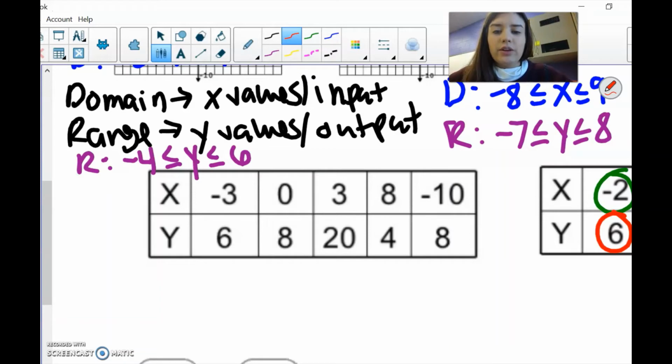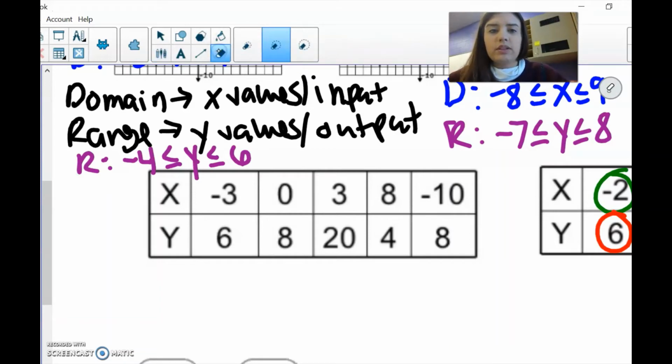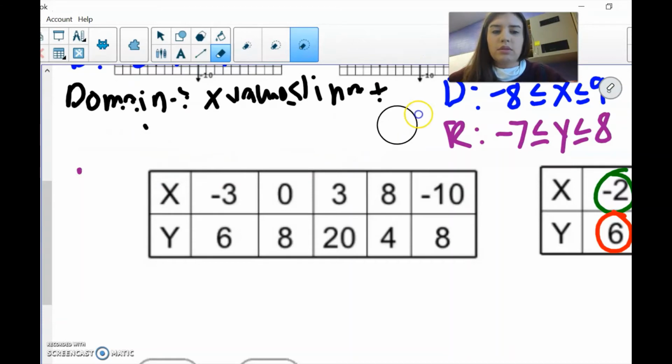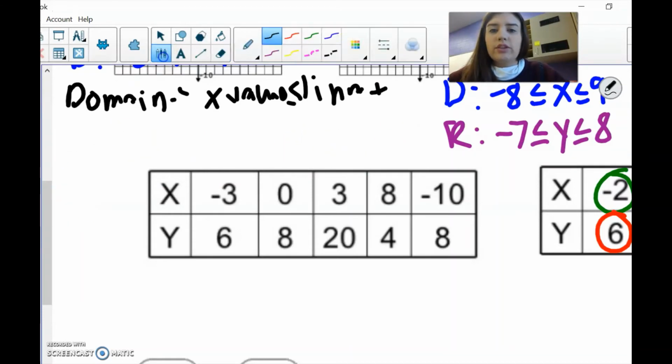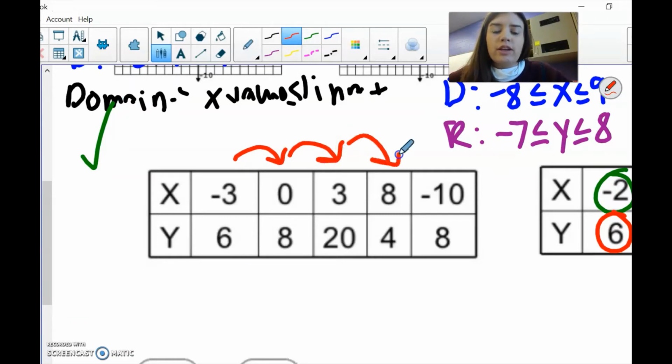So then we have our other table here. I'm going to clean this up. So we're going to figure out first, is it a function? Well, we have -3, 0, 3, 8, and -10. All of those are inputs that have exactly one output, so this is a function. Now, is it linear or nonlinear? Okay, we have to look for a constant rate of change. So every time the change in x should be the same and the change of y should be the same.